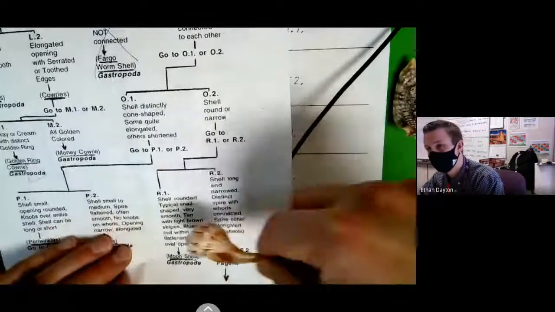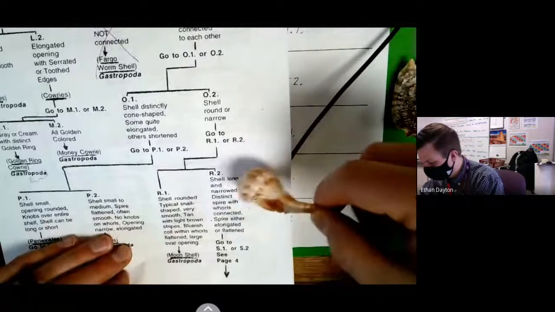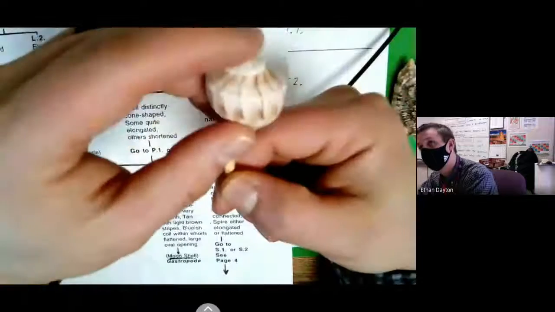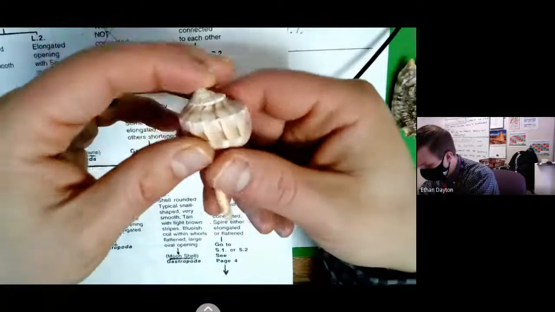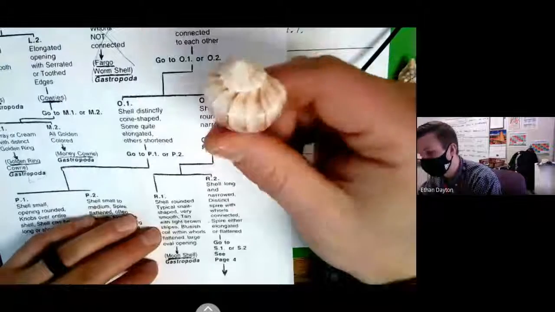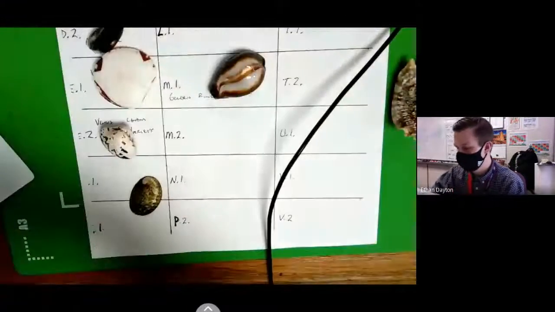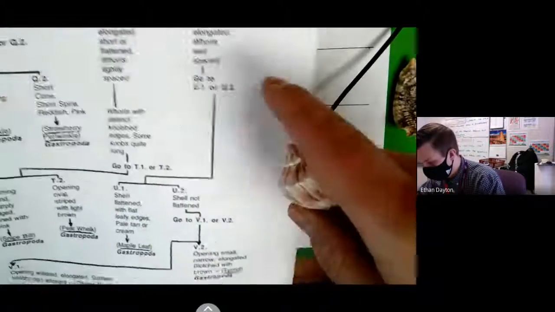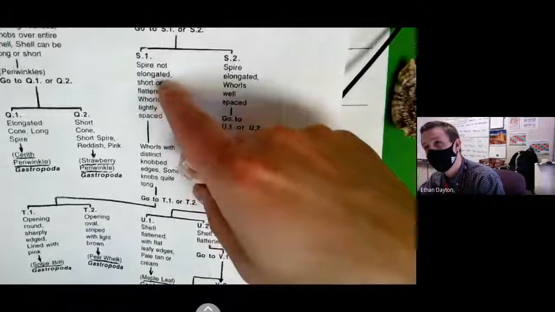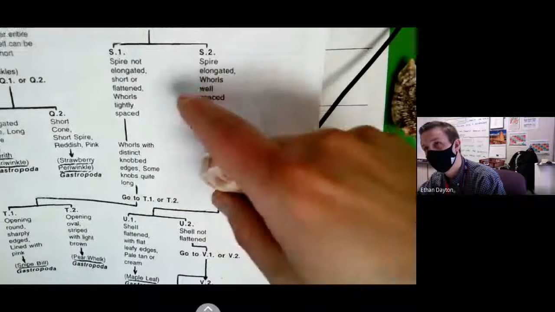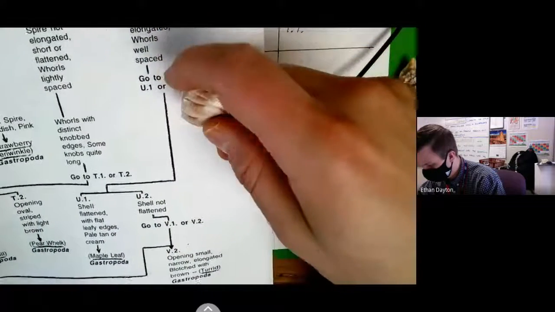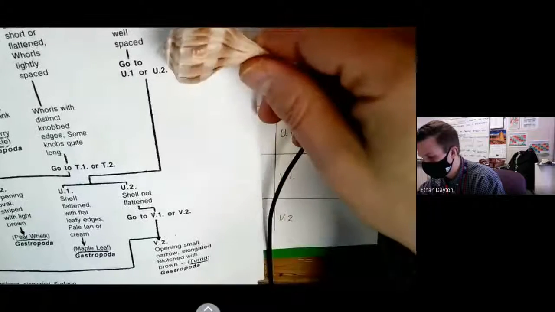This is not a moon shell. The shell is long and narrowed, distinct spire right here, with whorls connected. The spire is either elongated or flattened. It looks like it's flattened to me. So we need to go to R2, and we're going to go to S1 or S2. Now, the spire not elongated, is it short and flattened? Are the whorls tightly spaced? Or is the spire elongated, whorls well spaced?